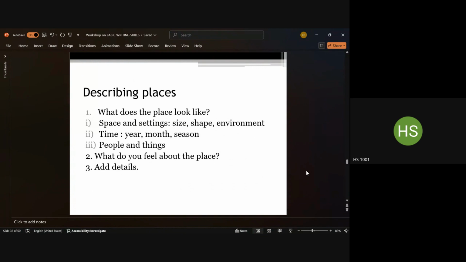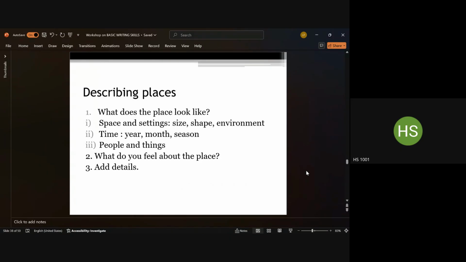However, in the case of places, what would happen is a little different. So again, you'll write about the appearance, right? You'll also write about what you feel about the place, that is included in the slide. But when you're writing about the appearance part for describing places, you will have to be a little more descriptive, right? So you have to at least write about the space and settings. You'll talk about the physical appearance, within which you'll talk about the space and settings of the place, and if size and shape is applicable, you talk about that. If not, you talk about the environment of the place in question. You also include the time for description, which includes the year, month, or season that you visited the place, so on and so forth.